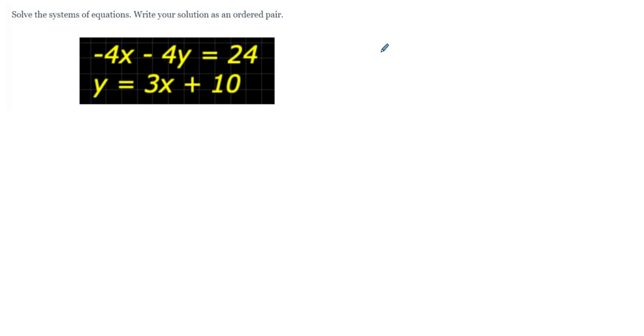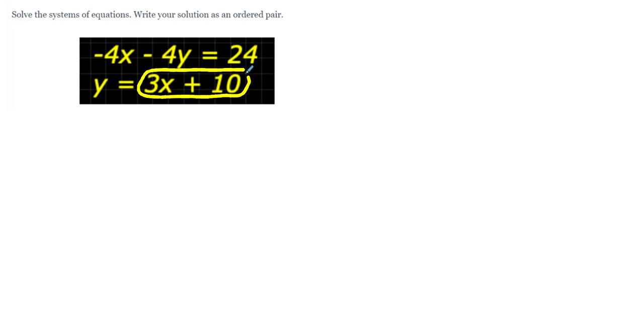Solve the systems of equations. Write your solution as an ordered pair. Again, in this situation, I do have a y isolated in the second equation, and whenever I have a variable that's already isolated on one side of the equation, I will exclusively use the substitution method.